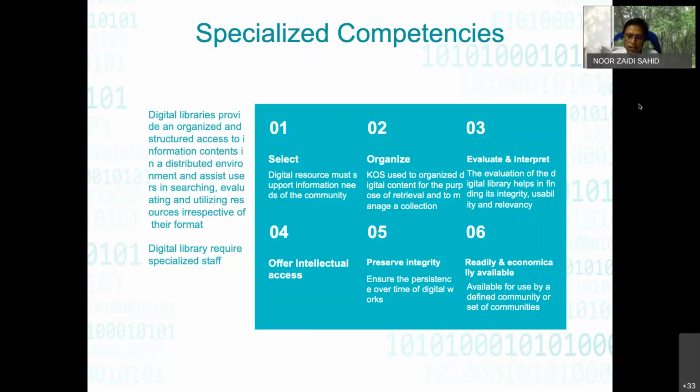And finally, number six, readily and economically available for use by defined community or sets of community. Defined community which means they're very specific, or set of community yang ada seperti ada di UiTM ini. Kita ada pelbagai fakulti dengan pelbagai background dan pelbagai kategori of user. So as long as we provide the service to each of these segments, then biasanya perkhidmatan tu akan berjaya lah, berjaya sampai ke sasaran.